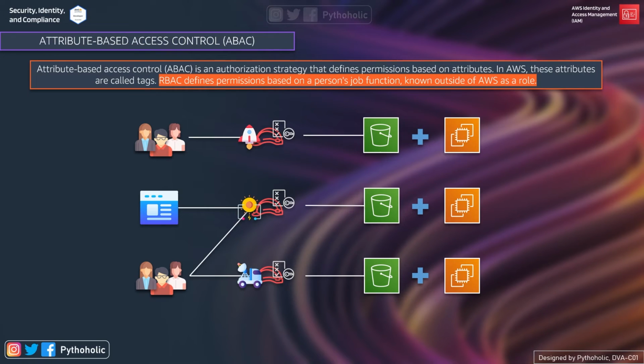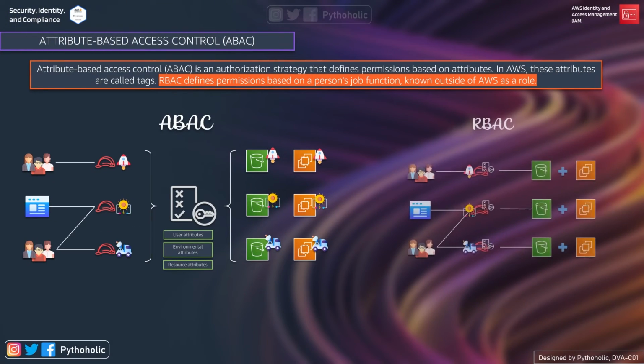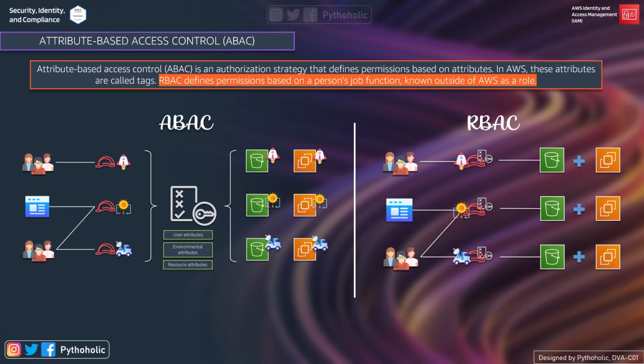And that's the major difference between RBAC and attribute-based access control. And I believe by now, and I really hope you got the idea of how different RBAC and ABAC are. One on the left-hand side is an authorization strategy that defines permissions based on attributes. In AWS, these attributes are called tags. Thus, the name attribute-based access control. And on the right-hand side, we have RBAC, which defines permissions based on the job function of a person, known outside of AWS as roles. And that is why the name role-based access control.